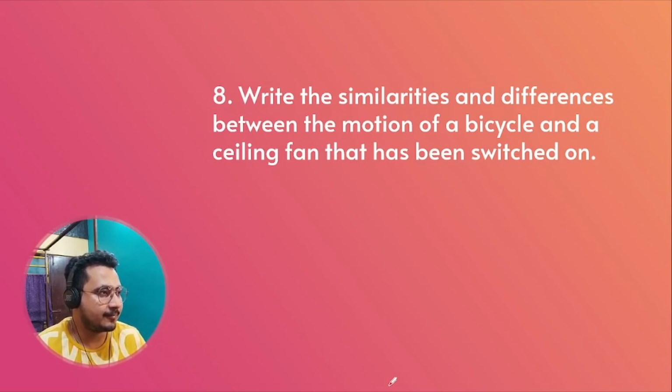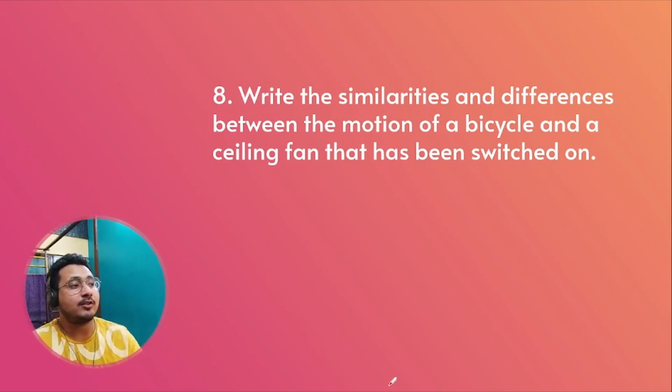Write the similarities and differences between the motion of a bicycle and the ceiling fan that has been switched on. Both rotate in a similar direction, and the difference is that the bicycle is in one round, but the fan's. No, but we are talking about the whole bicycle. You're not talking about the bicycle wheel.